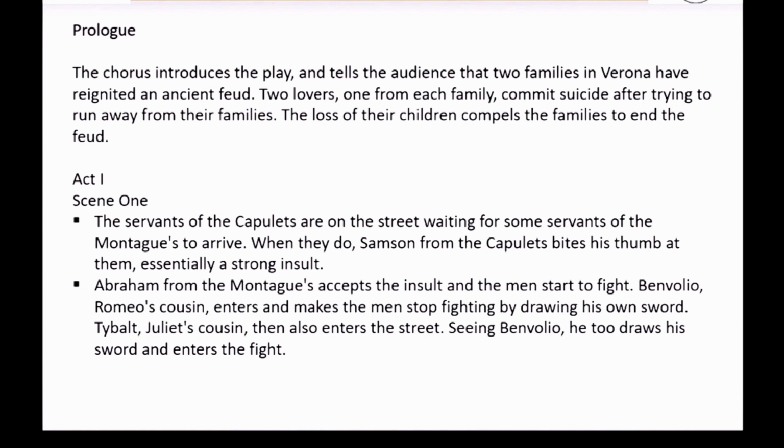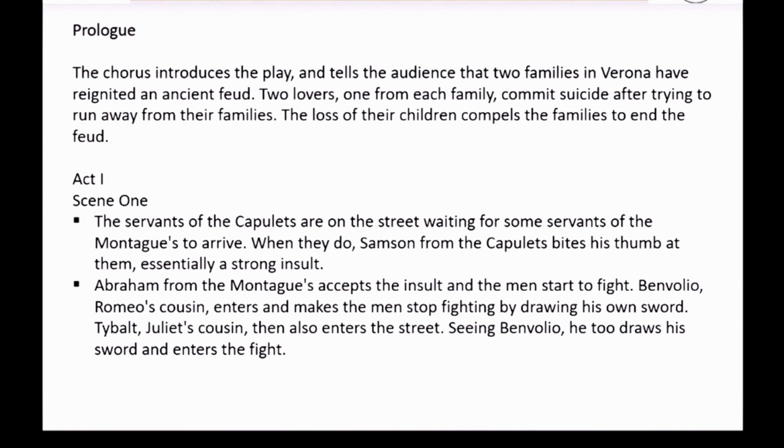So in Act 1, Scene 1, the servants of the Capulets are on the street waiting for some servants of the Montagues to arrive. When they do, Samson from the Capulets bites his thumb at them, essentially a strong insult. Abraham from the Montagues accepts the insult and the men start to fight. Benvolio, Romeo's cousin, enters and makes the men stop fighting by drawing his own sword.